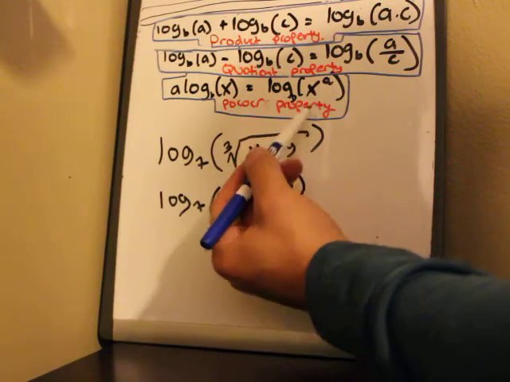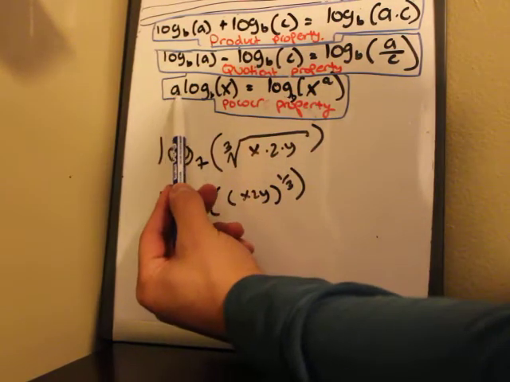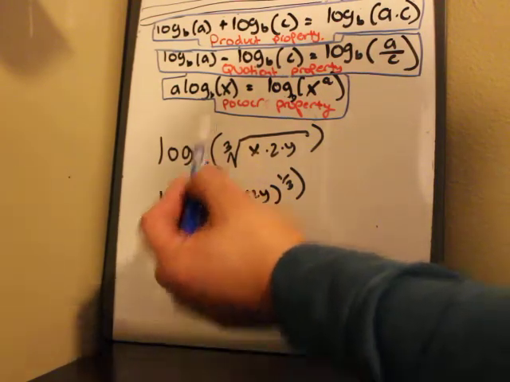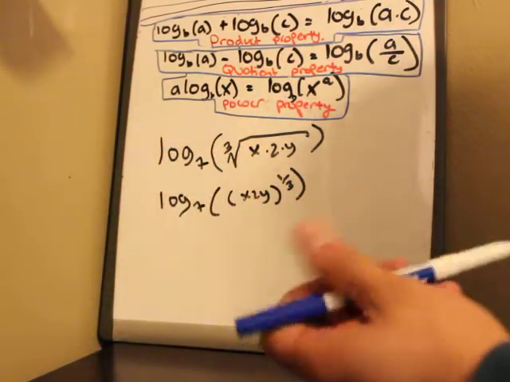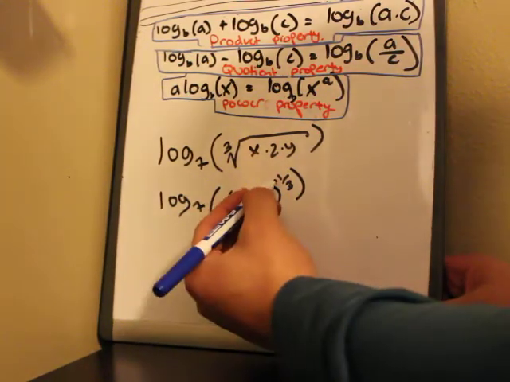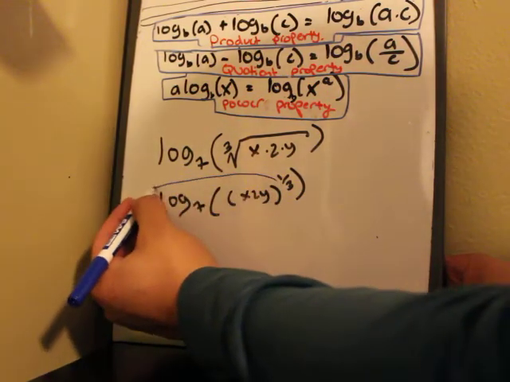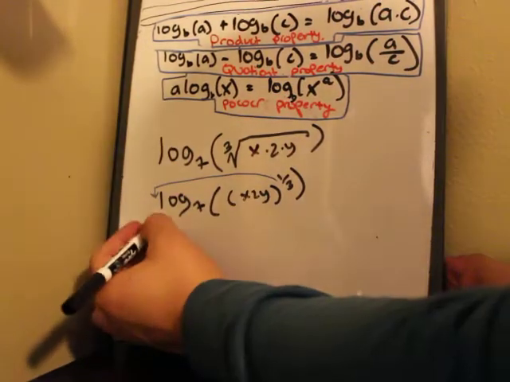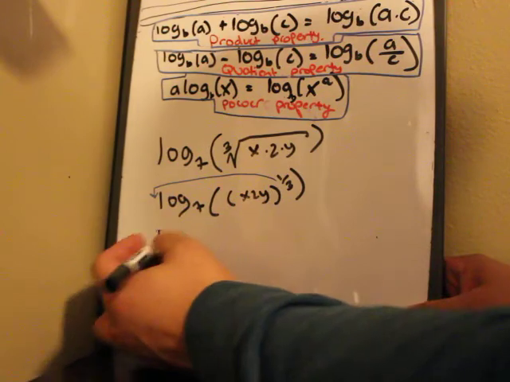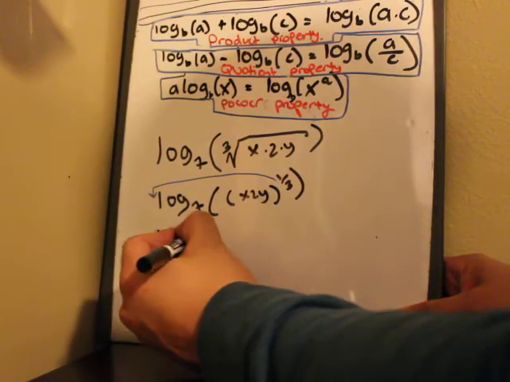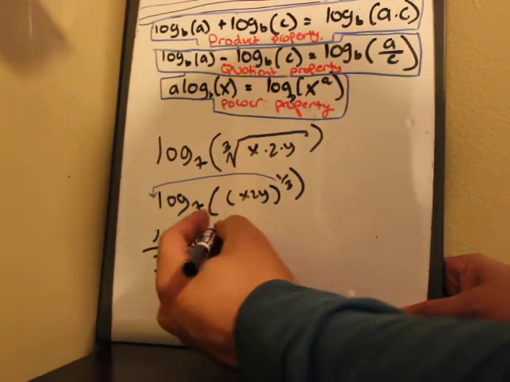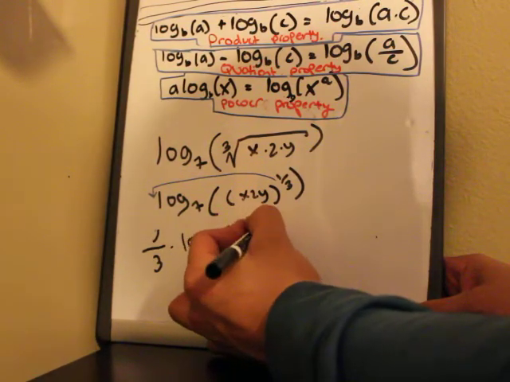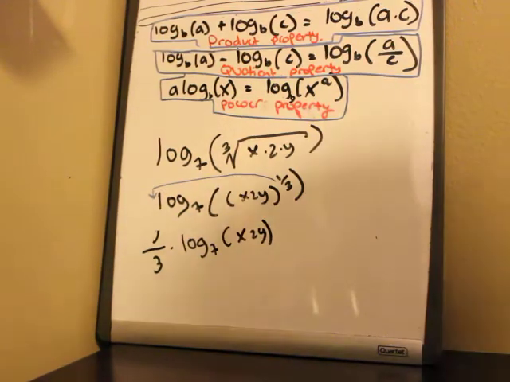Well, that is the same thing as a, which is 1/3, times log base, well that's just 7, of whatever's inside. So I can rewrite this using the power rule. It's almost like I just grab this and put it out here. So it's going to be 1/3 times log base 7 of parentheses x times 2 times y, close that parentheses.